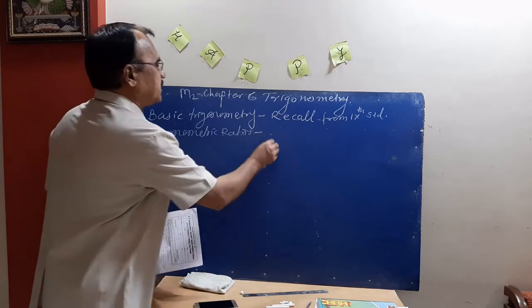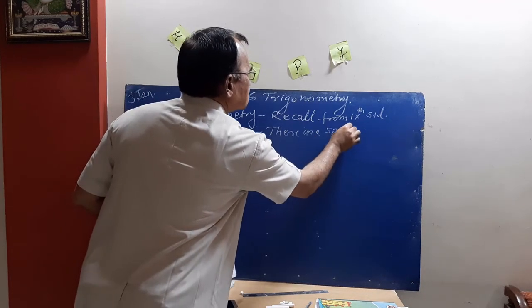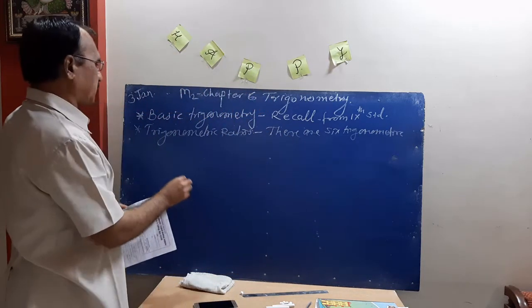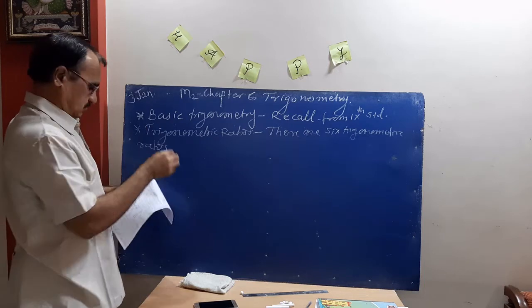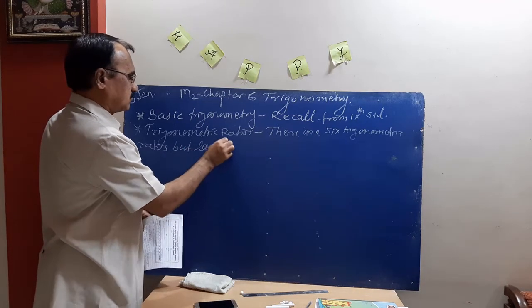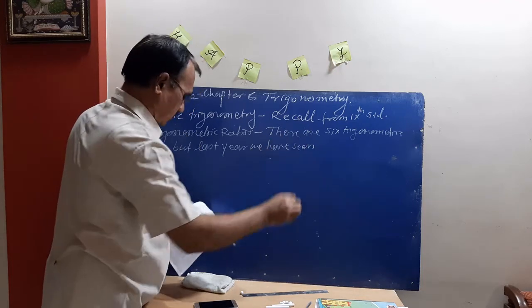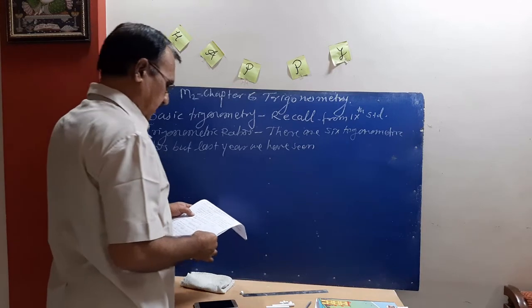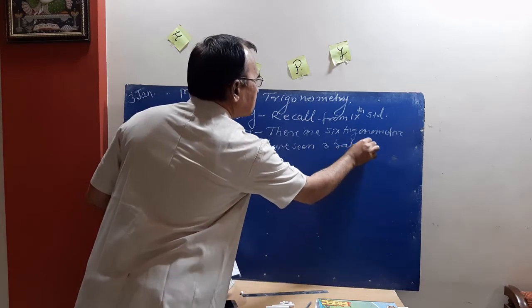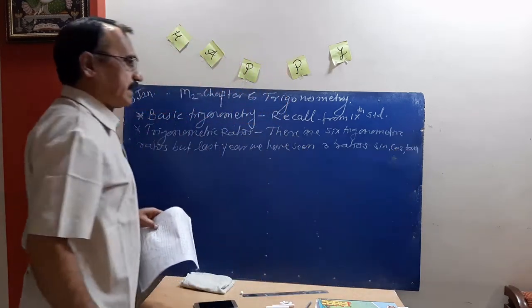There are 6 trigonometric ratios, but last year we have seen 3 ratios. Sine, cos and tan.